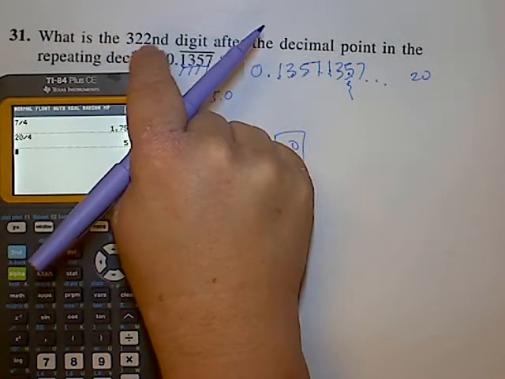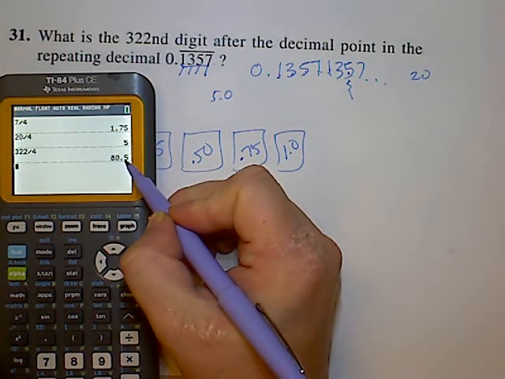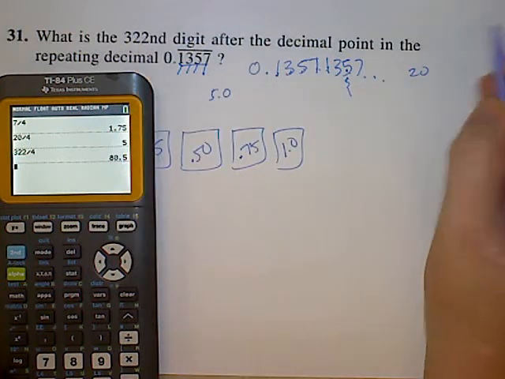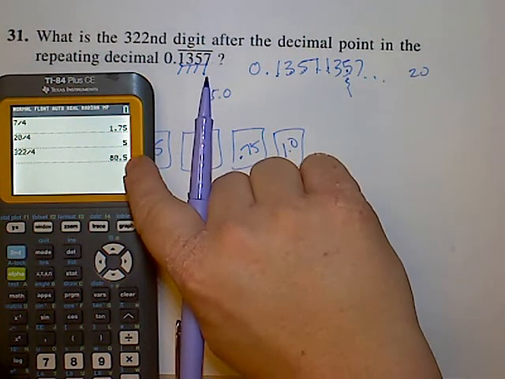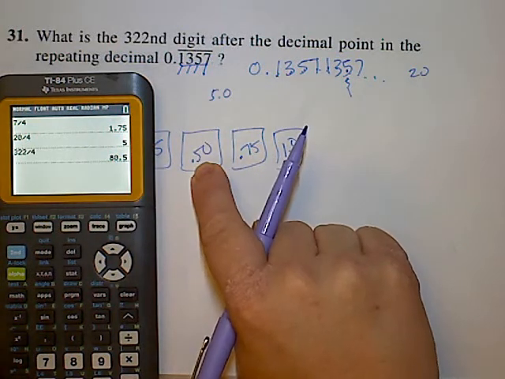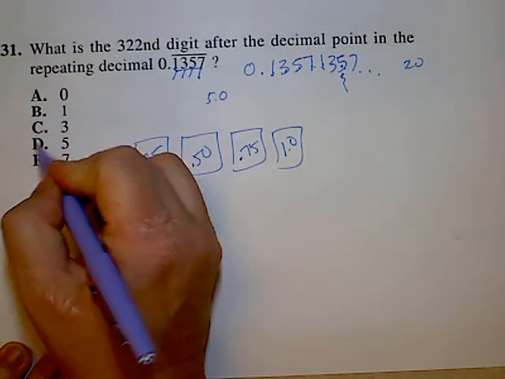Now let's take 322. So I take 322 and divide it by 4. It ends in a 0.5. So the 322nd number in this pattern, I look only to the right, 0.5, would be the second number, or 3. Correct answer is C.